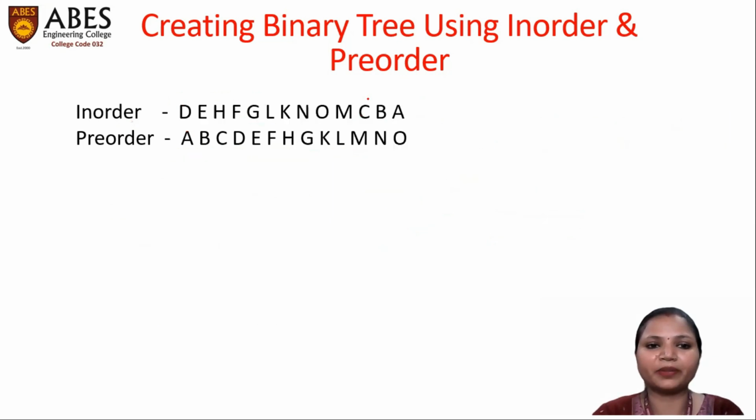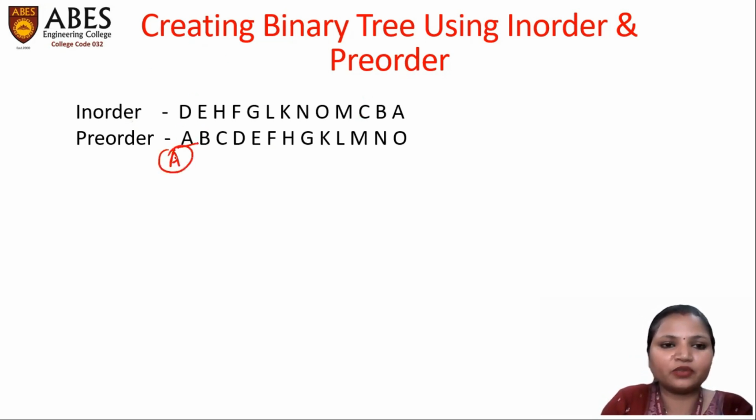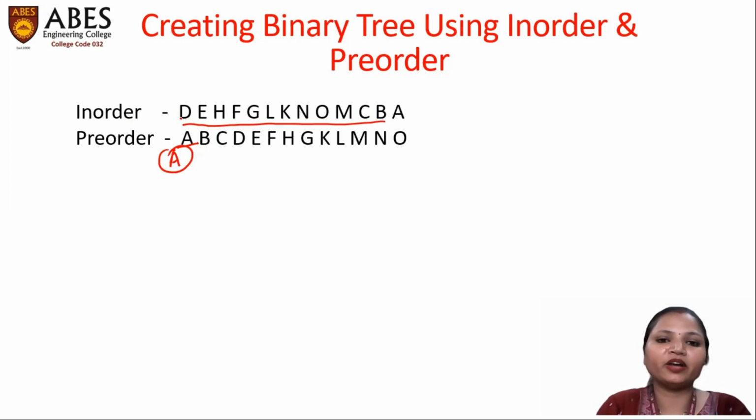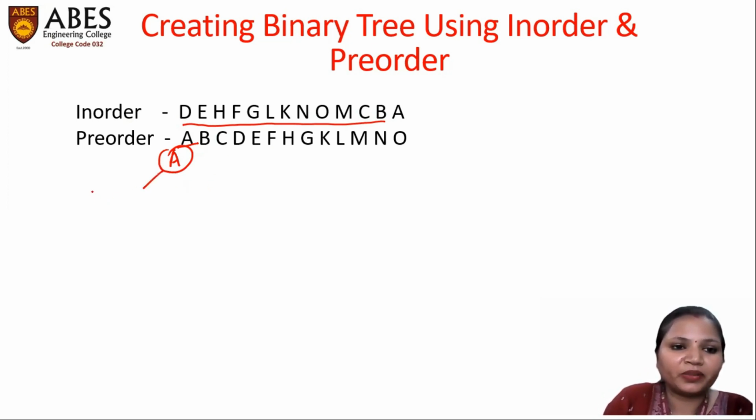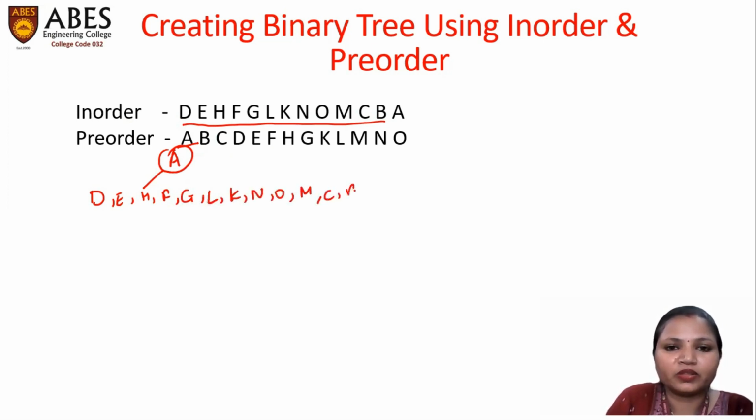Now take another example. Suppose the in-order and pre-order are given. Now check. Again, first the root node is given. So A is the root node. Now check, all the elements are present on the left hand side of it. Means there is no right subtree of A. So all the elements are present on the left hand side of A: F, G, L, K, N, O, M, C.